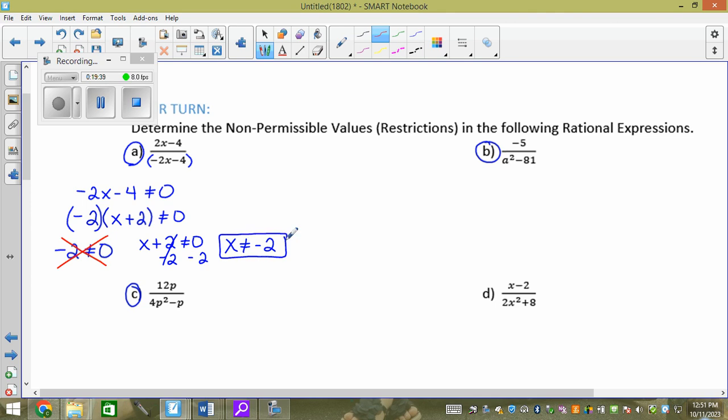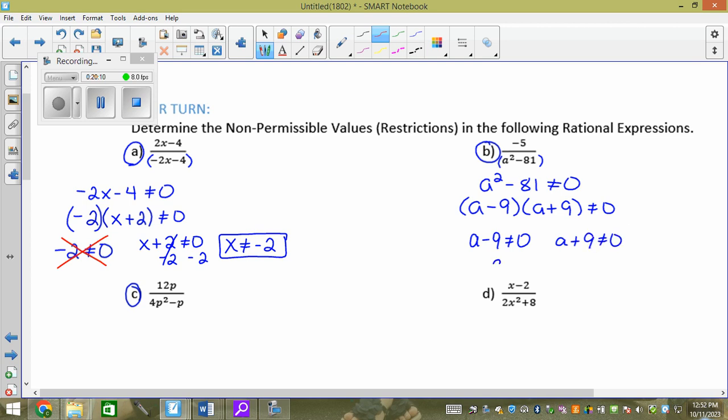Okay. With B, what can I do with B? Difference of squares. So I have a squared minus 81, in its own bracket, can't equal 0. So I have a minus 9, a plus 9, because of the difference of squares. So a minus 9 can't equal 0, a plus 9 can't equal 0. Subtract or add the 9 over, so I get a can't equal 9, and a can't equal negative 9. So a can't equal plus or minus 9.